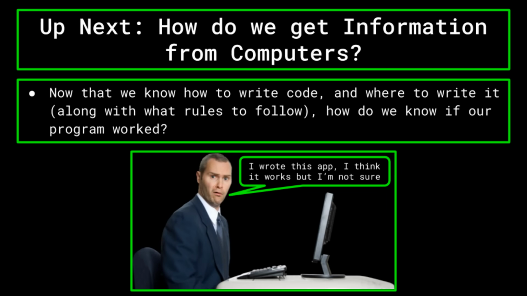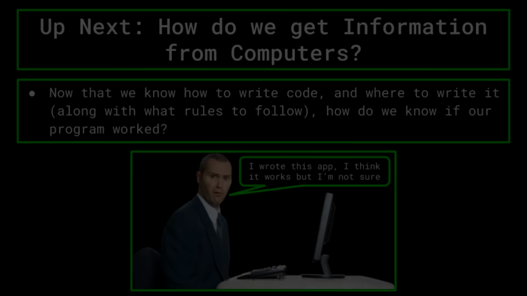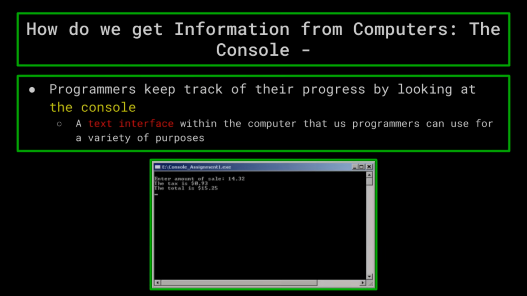So now that we know how to write code and where to write code, we next need to cover what happens after we have typed out our program and run our code. Because writing a piece of code for a game or for a database is cool and all, but after the computer interprets the program, how will we know what's happening and whether or not it is working? Well, programmers do this by looking at the console. The console is a text interface within your computer that us programmers can use for a variety of different purposes.